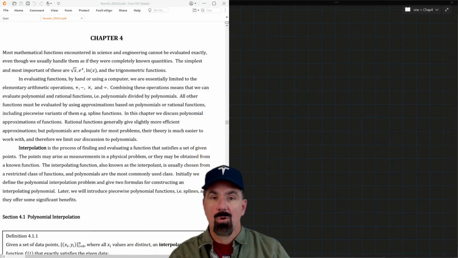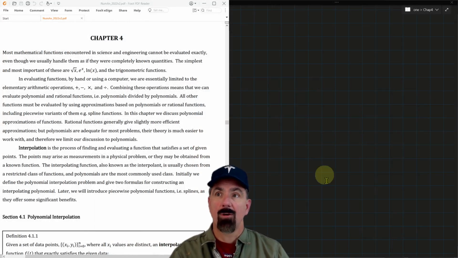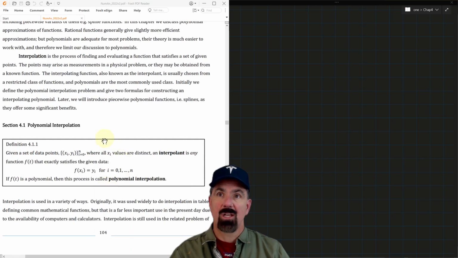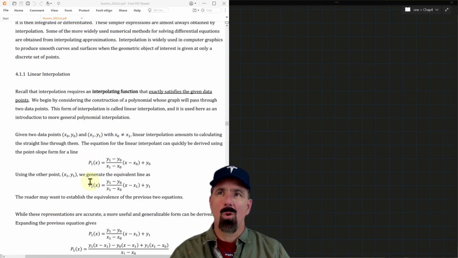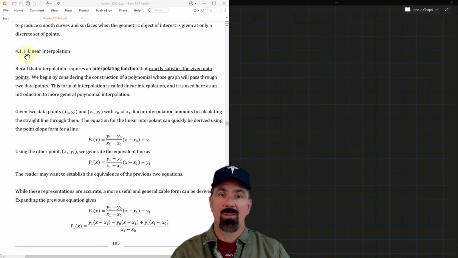But to start, we're going to take a look here at Chapter 4. I encourage you, of course, to read the introduction and look at the definition of interpolation. That's very important. And what we're going to do is start with the easiest thing, which is linear interpolation, which is literally drawing a line through 2 points.